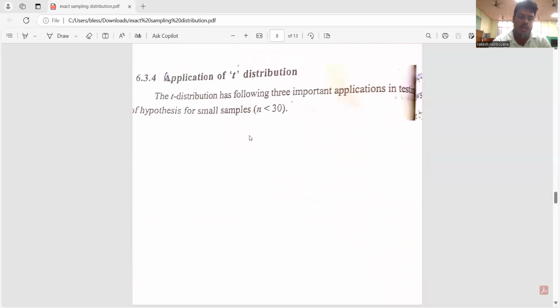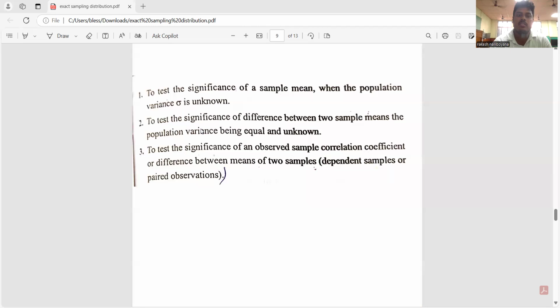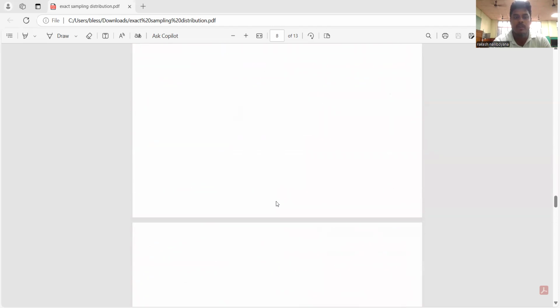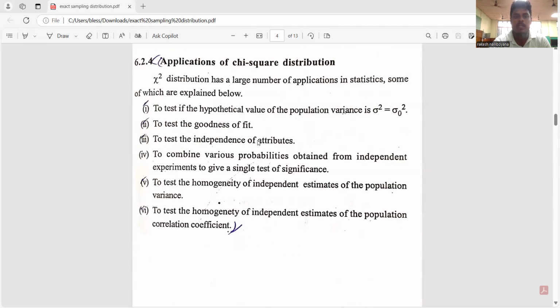Whenever you want to apply the T distribution in live situations, when our sample size is less than 30, n less than 30, we can test the significance of the sample mean when the population variance sigma is unknown. And also we can test the significance of the difference between two sample means and also population variance. And also we can check the significance of the observed sample correlation coefficients or the difference between means of two samples. So these are the major benefits of the T distribution and chi-square distribution of the exact sampling distribution.